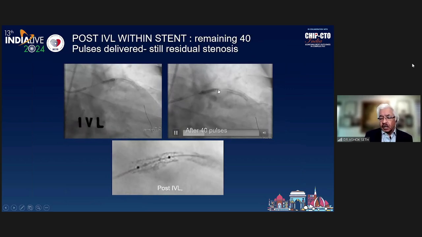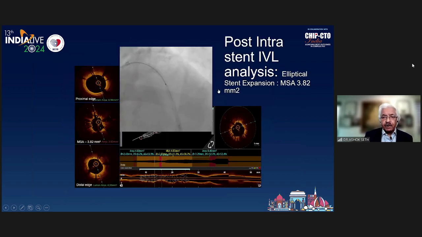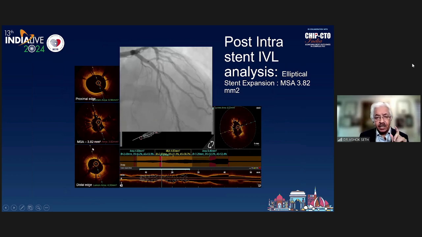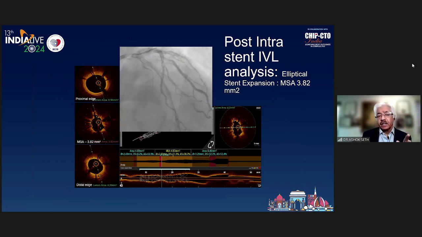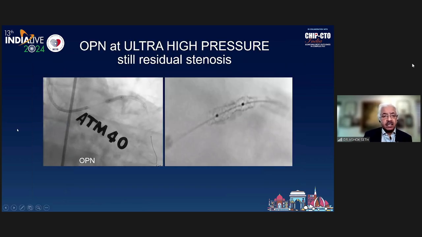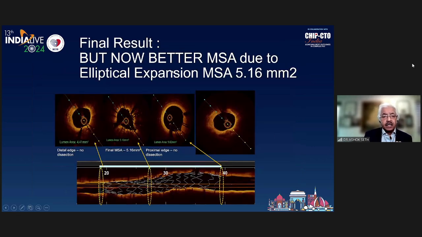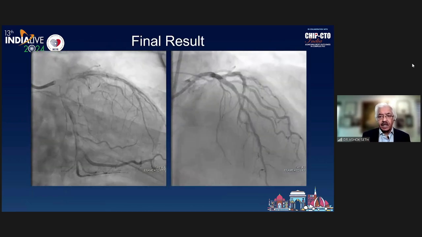I then go in with an ultra high pressure balloon at 35. Then I do imaging, and I see that what I've got is an elliptical lumen. I've got a small lumen, 3.8 is my analysis. I should be nearly close to greater than 5 on OCT as MSA is concerned. I go up with an OPN at 40 atmospheres, and then after OCT, now I've enlarged the area, and I have a 5.16 at OCT as MSA, and now I'm satisfied, even though on the angiogram, I have a residual stenosis. That's where imaging helps, and that was the final result.